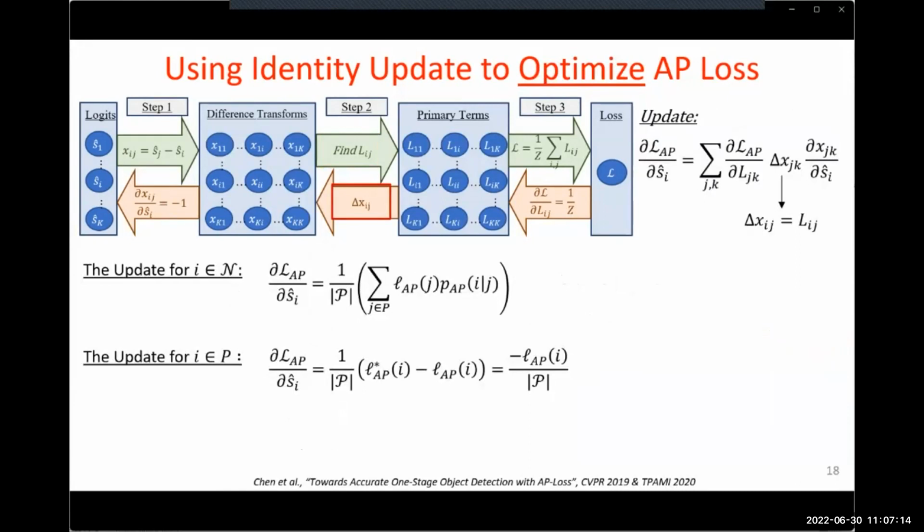Finally, for optimization, we replace the non-differentiable part by primary terms and simplify the expressions for negative and positive examples. In such a way, we obtain the update expression of the loss function with respect to the logits, concluding the derivation of AP loss, computation, and optimization using identity update.